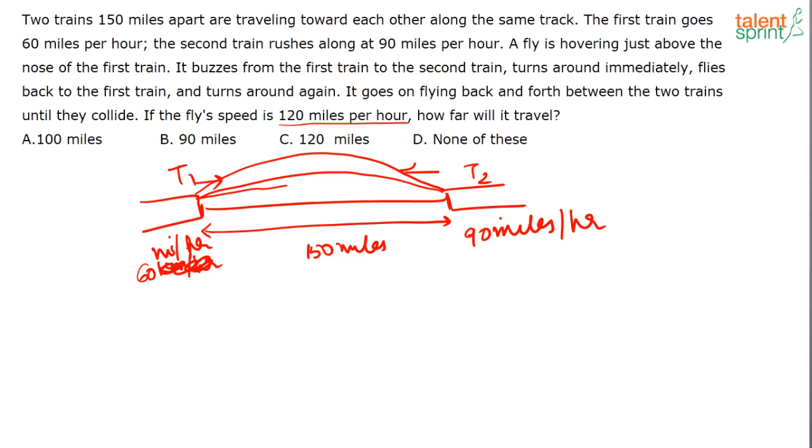So first, let us see at what time these two trains will collide. Let us find that out. See, there is a distance of 150 miles between the two trains and they are traveling with speeds of 60 miles per hour and 90 miles per hour. So when will the two trains meet? How long will the two trains take to meet?